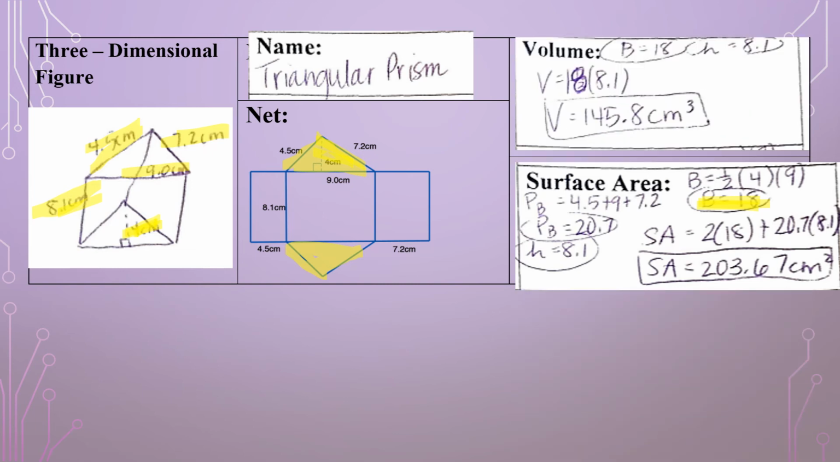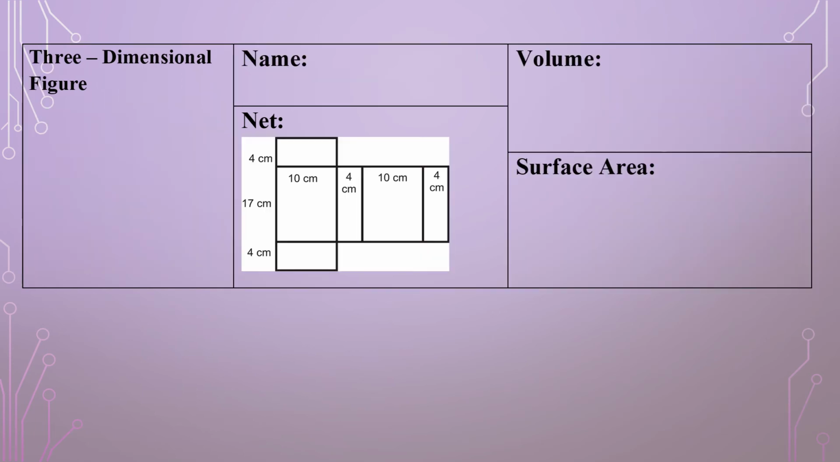For volume, you're going to use that base again. You're going to use the big B, and you're going to use the height of the prism. So multiply those two together, you get 145.8 centimeters cubed.